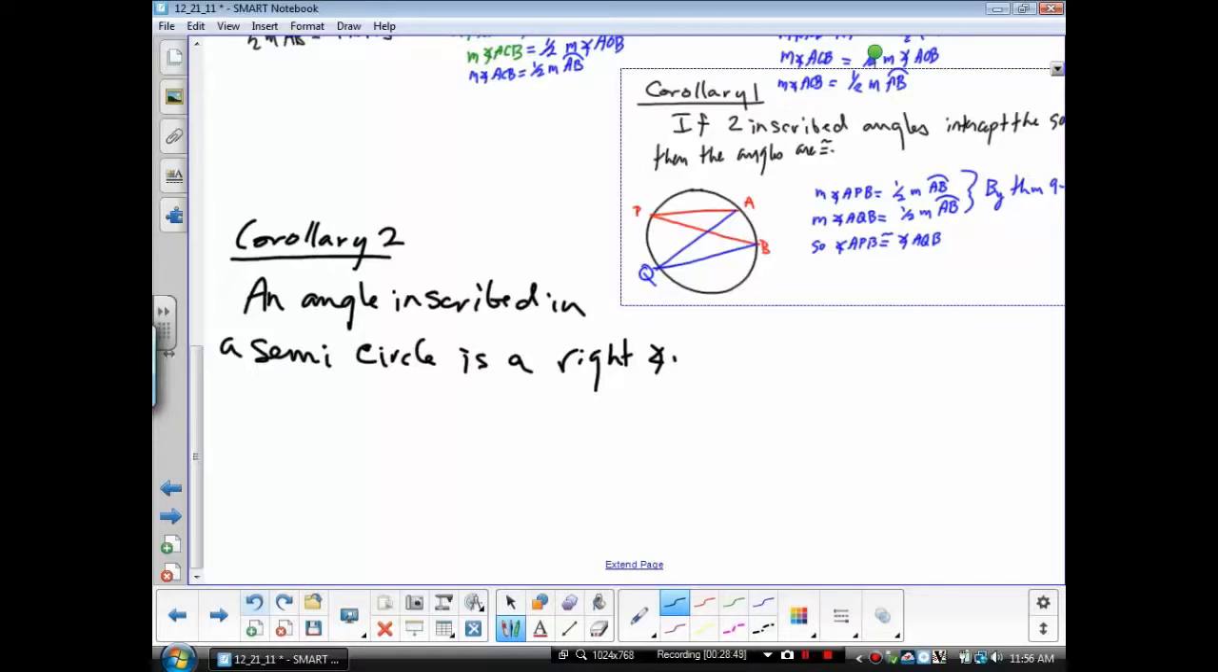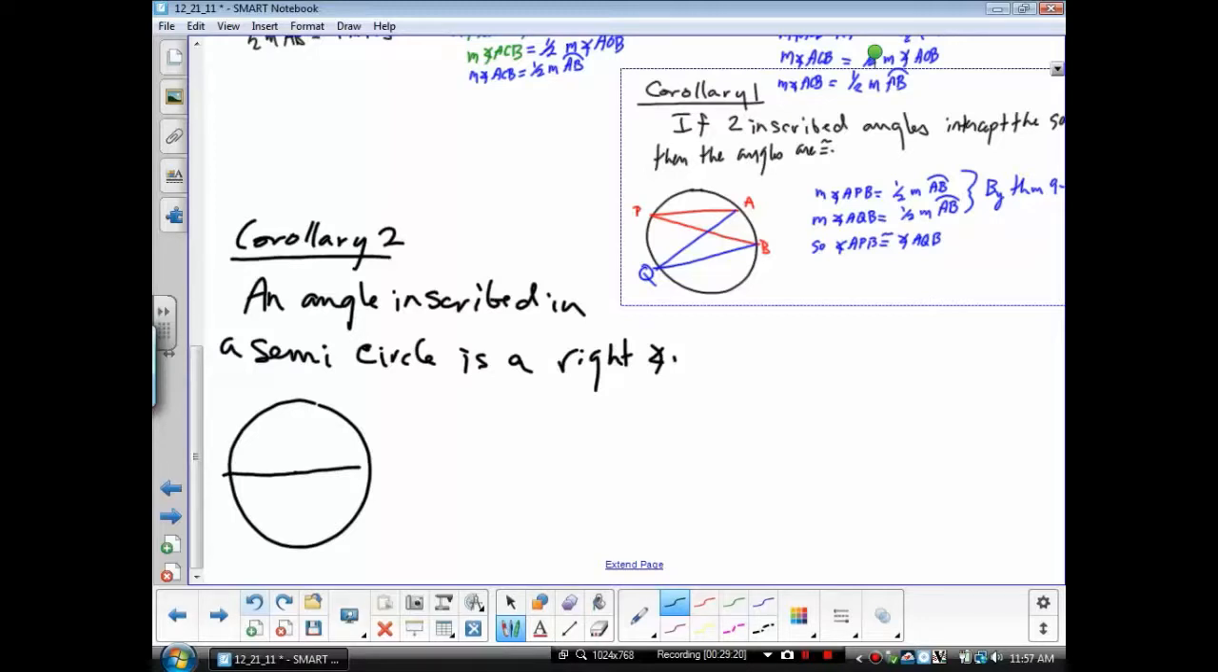Theorem 9.7. So if we have a semicircle, that means we have a diameter. A semicircle is half a circle, and it's formed when you have two diameters. When you have a diameter, you have two semicircles.